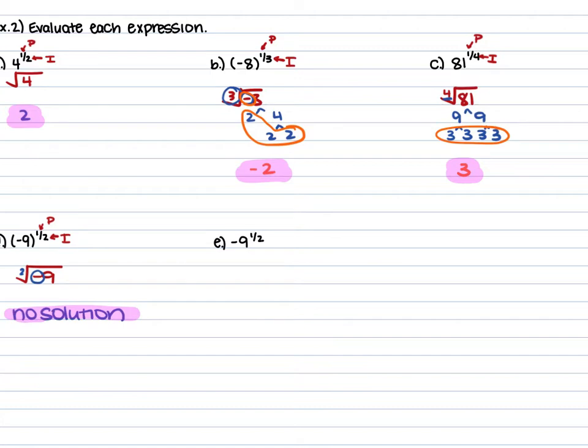For example E, we have negative 9 to the power of 1/2. Now, this 1/2 is only attached to the 9, not the negative. So this is like saying the opposite of 9 to the 1/2 power. Again, the 2 is your index, the 1 is your power. So this is saying take the opposite of the square root of 9. The square root of 9 is 3, and the opposite of 3 is negative 3.